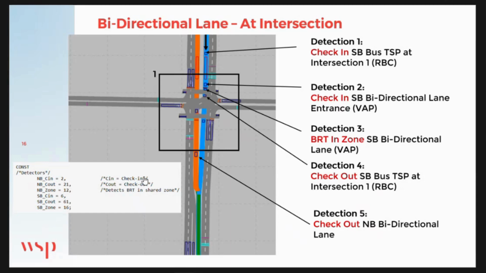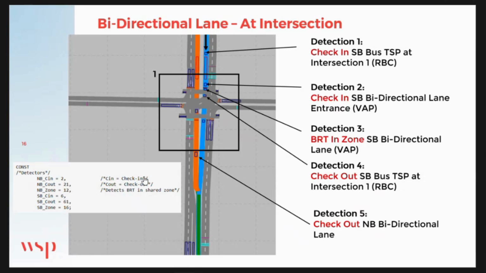Then detection 2 is southbound bi-directional lane entrance VAP. So we have another detection for the reversible lane section. We want to make sure there's no conflict for the northbound bus coming in. Detection 3 is BRT in zone. So there's one more detection that ties to our VAP setting, indicating the bus is still in your reversible lane area, so the other direction bus doesn't come.